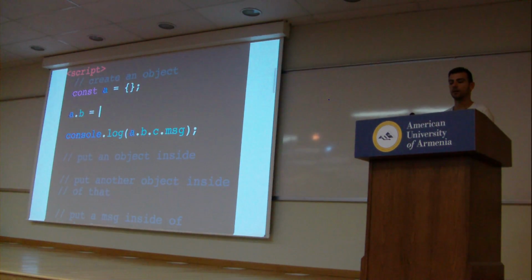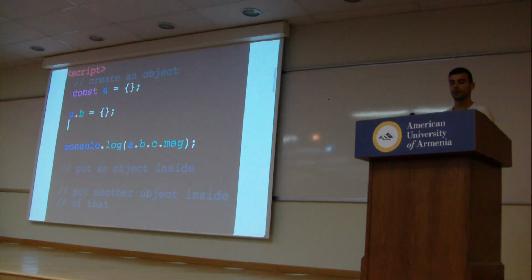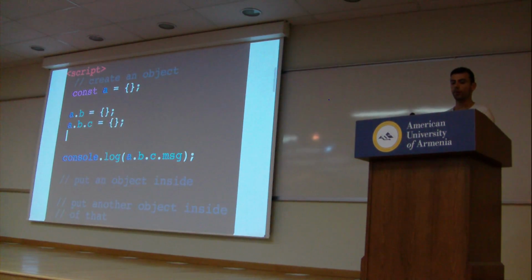Assignment. And what? An object. Cool. Now I want to put an object into this one. What do I do? A dot, B dot. Okay. So now I want to put a message inside of this. What do I do?